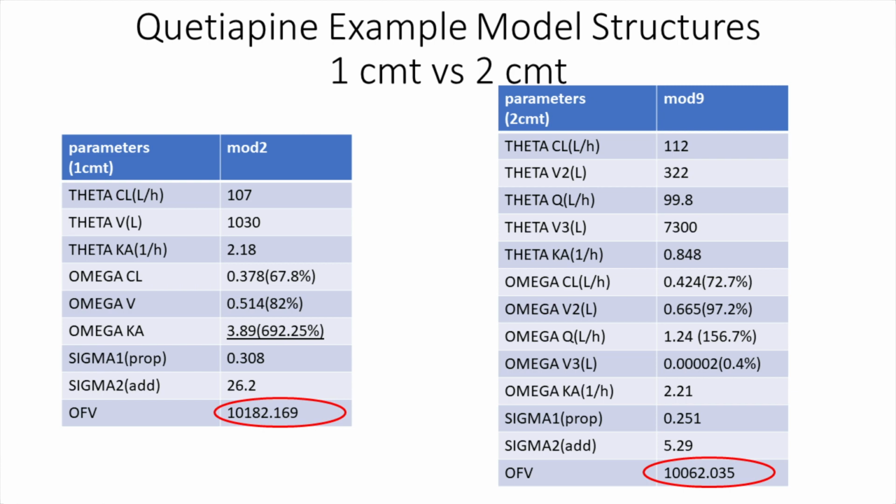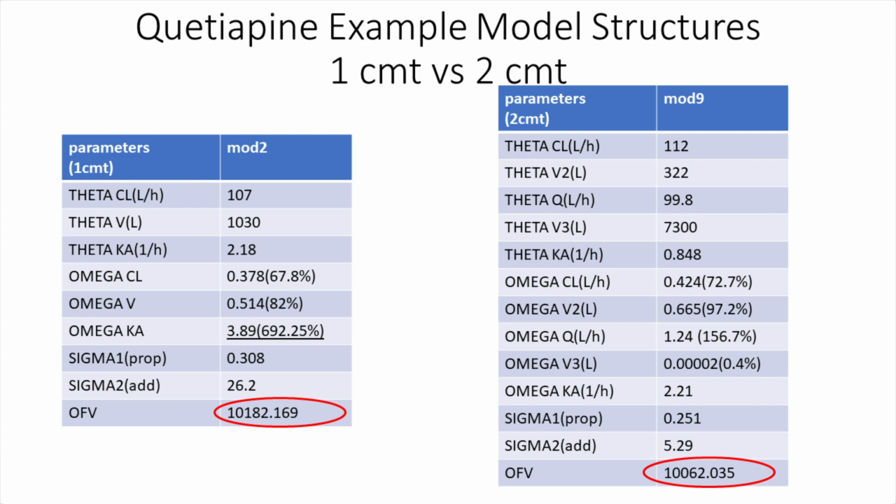The numbers are the parameter values. You see the units are provided here. For the thetas, these are the fixed effects, okay? These are your typical values. The population value of clearance, 107 for the one compartment model, 112 for the two compartment model, for example. And we have volume, absorption rate, and for the two compartment model, V2, V3, because it's an extravascular dose. And this is the coding in NONMEM, and then the intercompartmental clearance is Q.